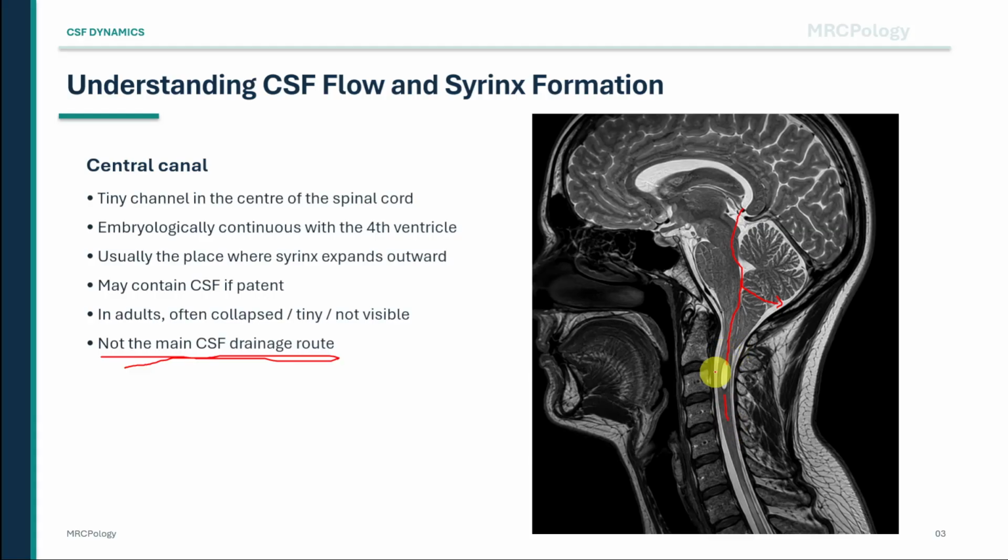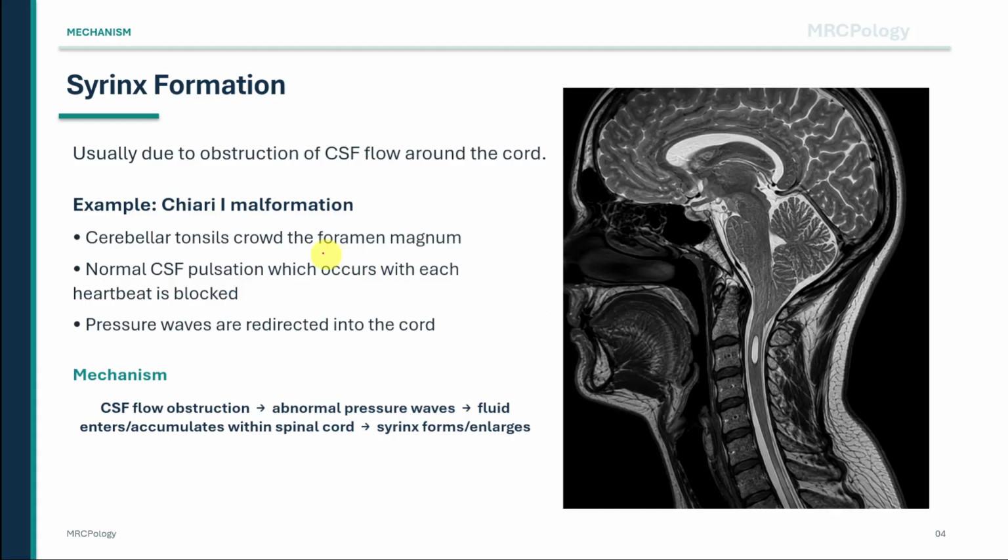In Chiari I malformation, the cerebellar tonsils crowd the foramen magnum. The normal pulsation of cerebrospinal fluid is blocked or distorted. Instead of smooth flow around the cord, pressure waves are redirected into the cord. The flow is: obstruction of cerebrospinal fluid flow, then abnormal pressure pulsations, then fluid enters or accumulates within the spinal cord, then a syrinx forms, and then the syrinx enlarges.